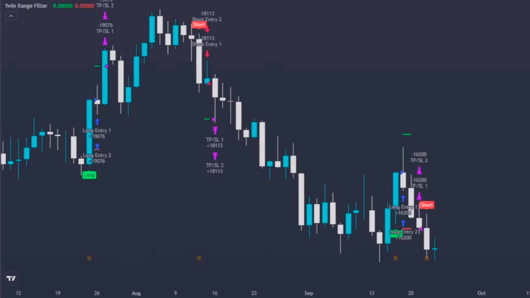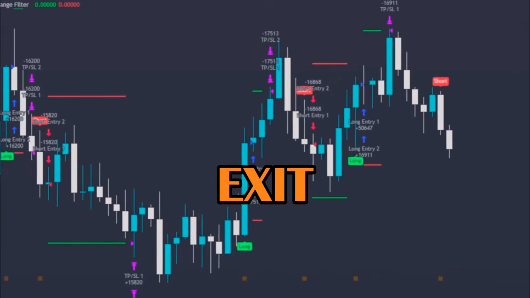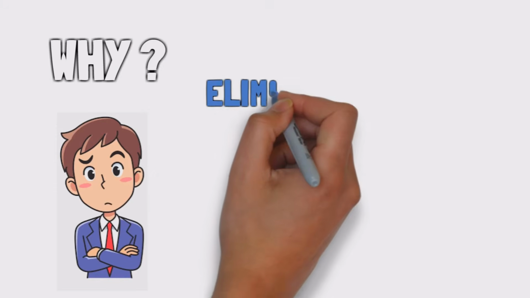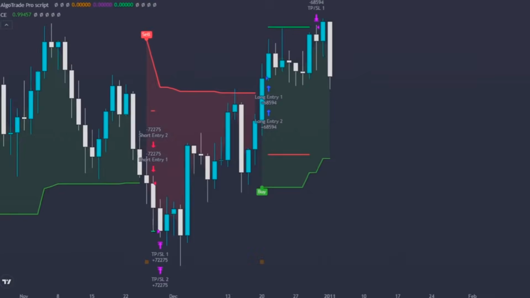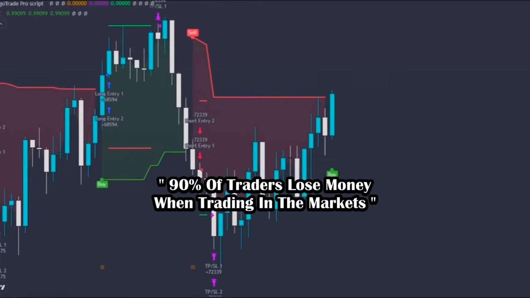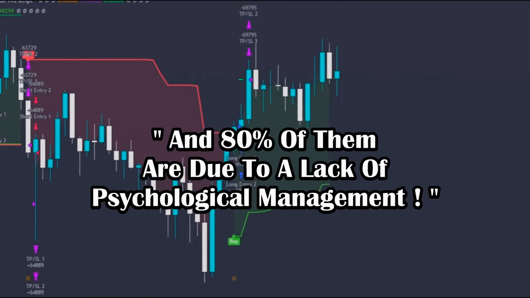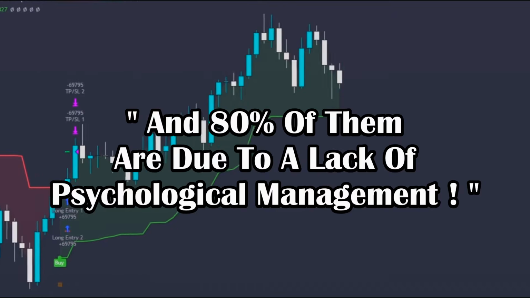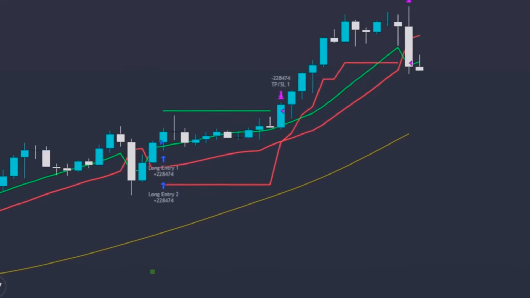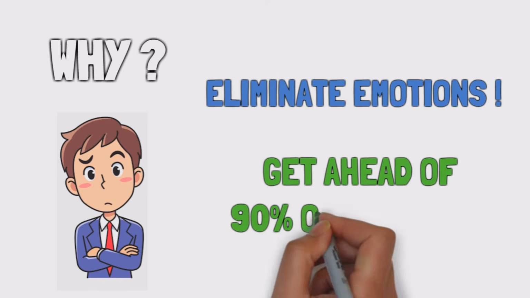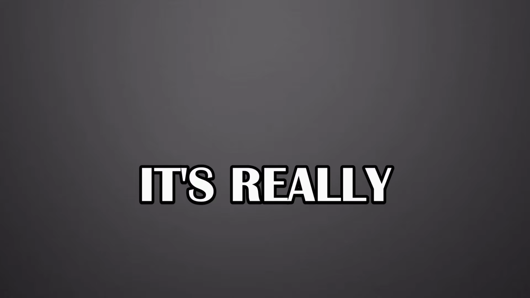And why, you ask? Because by using an indicator system that tells me when to enter and when to exit a trade, I completely eliminate the emotional factor that trading brings. In case you don't know, statistics tell us that 90% of traders lose money when trading in the markets, and 80% of them are due to a lack of psychological management. As such, an algorithmic approach based on an indicator system puts us ahead of 90% of traders. And no, I'm not saying this just because it sounds good, it's really true.